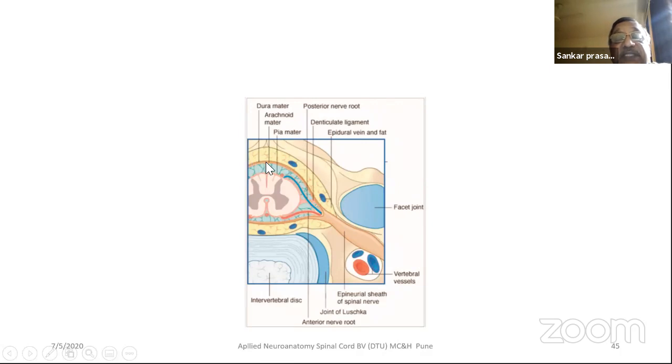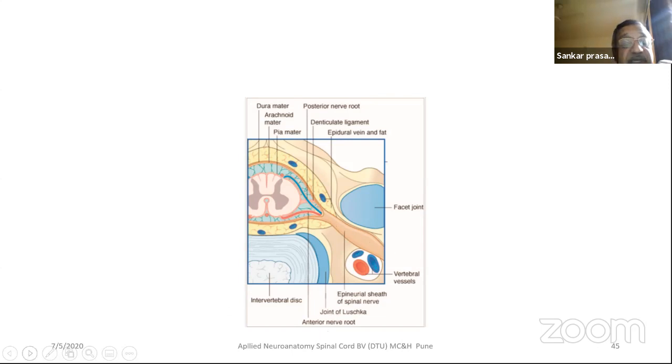This is the dura mater. This is the leptomeningeal covering. If you have a case of pyogenic meningitis, don't think that the meningitis is restricted only to the cerebrum. It can spread to the spinal cord also, especially in tubercular meningitis, where you get arachnoiditis for that reason. The arachnoid mater is also there. The pia mater is closely encircling the spinal cord, and this is the denticulate ligament, which is formed by the pia mater and attaches the spinal cord laterally. We have seen the ligamentum flavum and the posterior longitudinal ligament present on this side, and these are the vertebral vessels, and this is the epineural sheath of the spinal nerve.